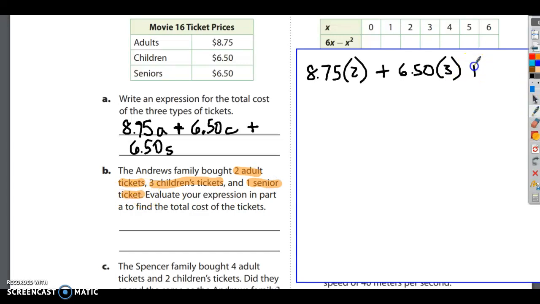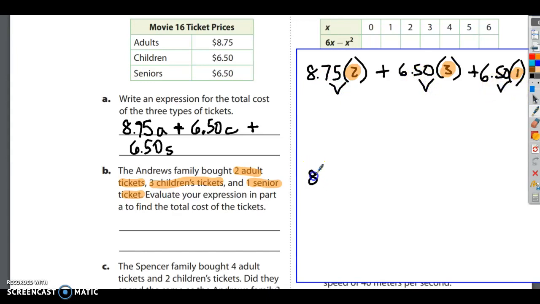And you might notice that you could actually combine, like one tricky way to do this would be, since the senior tickets and the children's tickets each cost $6.50, you could just add those up and say it's four people. You could just put a 4 right here. I'm not going to do that because I want you to see that there's a price for each different kind of ticket, and then I want you to see the numbers. Like I want you to see right here that this is the number of adults that the Andrews family bought, the number of children, the number of seniors. Either way, you do 8.75 times 2, you do 6.50 times 3, 6.50 times 1, which is just 6.50, and you add them all up.